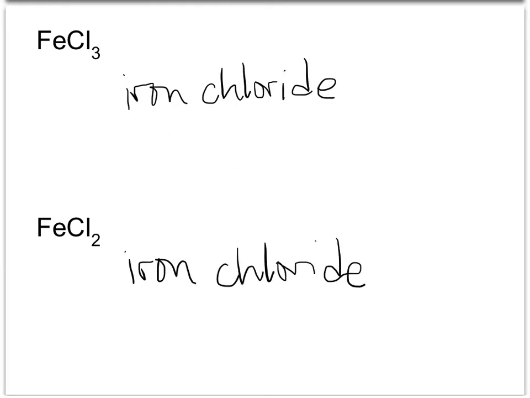Well, how can that be? I mean, obviously these things are different. They have different numbers of chlorine atoms attached to them. How can we distinguish between these two compounds that have different properties? Well, there's a system that is used for this, and I'll teach you here on the next slide.